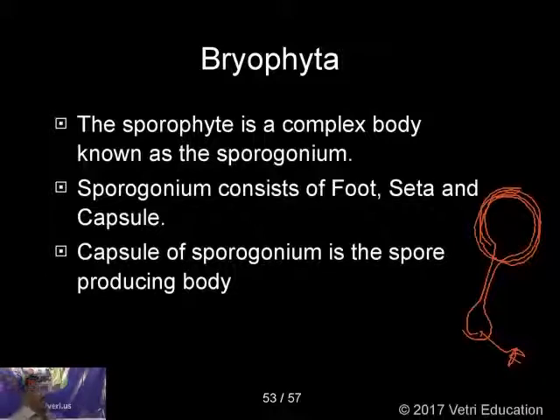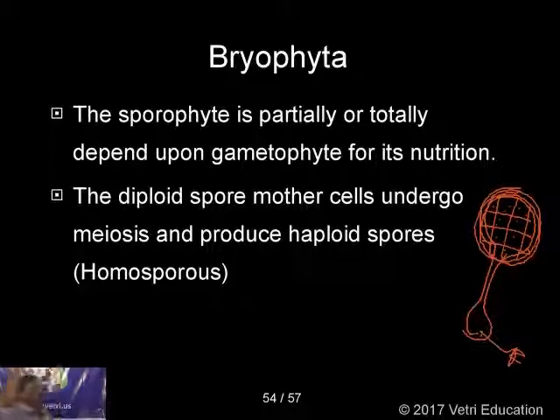As it is a fusion of male and female gametes, the sporophyte is diploid. Inside you have all diploid cells and they form spore mother cells. Spore mother cells are diploid. These diploid spore mother cells undergo reduction division and form haploid spores. This sporophyte is partially or totally dependent upon the gametophyte for its nutrition. The diploid spore mother cell undergoes meiosis and produces haploid spores.